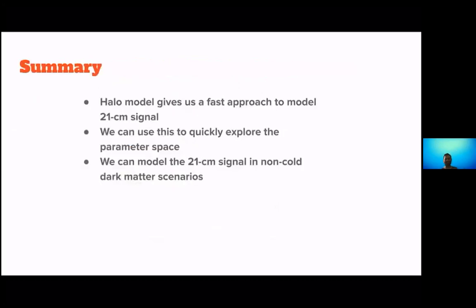Finally, this brings me to the end of my talk. So I showed that the Halo model gives a very fast analytical approach to model the 21 centimeter signal. With this fast approach, we can explore the parameter space, and this is useful while interpreting our 21 centimeter observations using Bayesian inference methods like MCMC. I also discussed how we can model non-cold dark matter scenarios using the Halo model. Thank you.